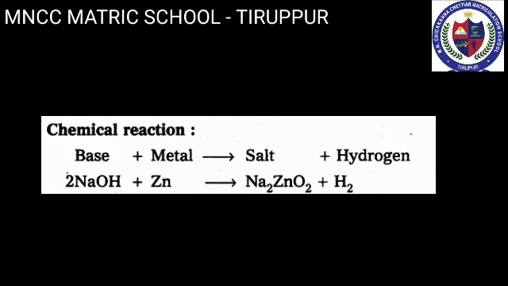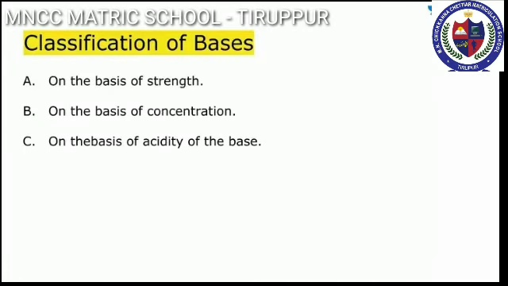A base reacts with metal to form salt and hydrogen, and a base reacts with acid to form salt and water. For example, zinc oxide reacts with hydrochloric acid to give the salt zinc chloride and water. Next we move to classification of bases: first on the basis of strength, second on the basis of concentration, and third on the basis of acidity of the base.